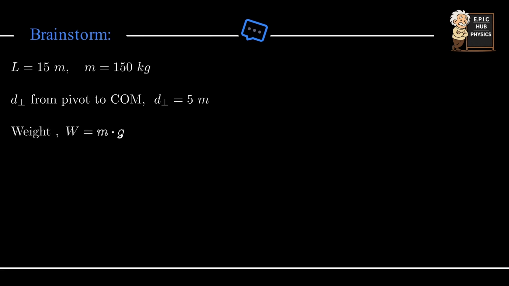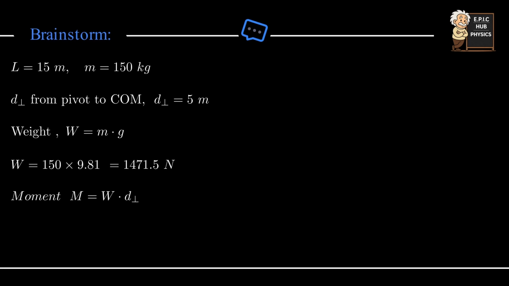Next, we calculate the weight of the beam. Weight is given by the equation weight equals mass multiplied by gravitational acceleration. So the weight equals 150 multiplied by 9.81. This gives a weight of 1,471.5 newtons. Now, we calculate the moment about the pivot.